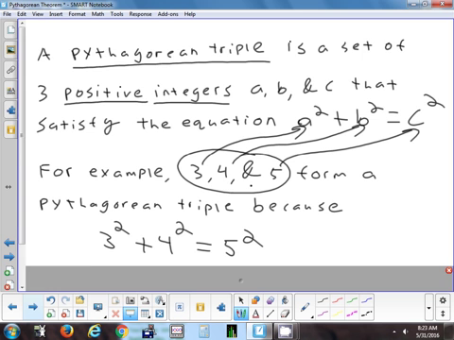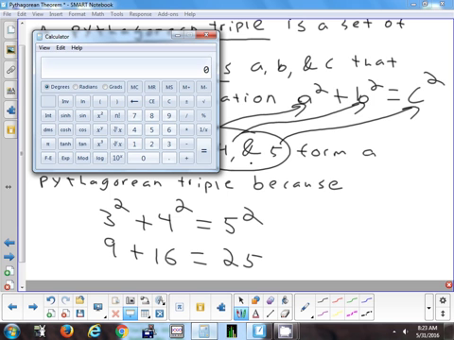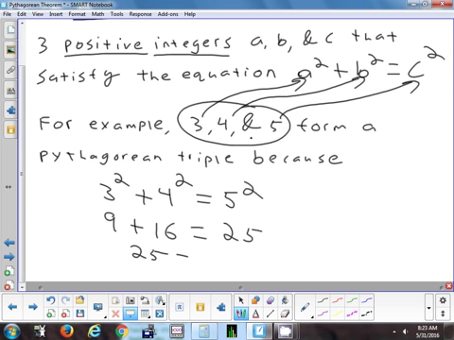Watch what happens if you do this out. Okay? What's 3 to the second power? 3 times 3. Yep, 9. What's 4 to the second power? 16. And how about 5 to the second power? 25. Now watch what happens if you add 9 and 16 together. 9 plus 16 is 25. Right? So that's called a Pythagorean triple.